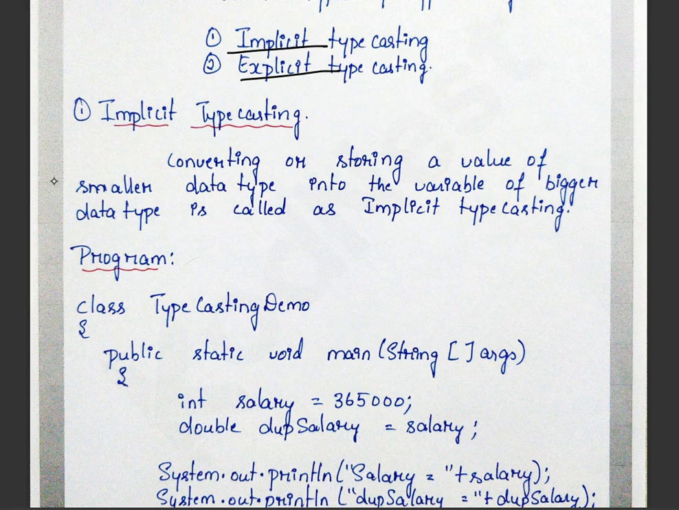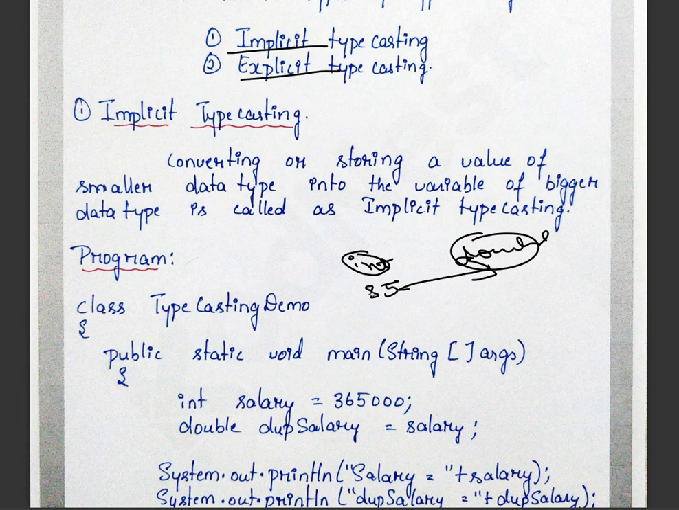Implicit typecasting is nothing but storing a value of a smaller data type, like int, into a bigger data type. Let's say the bigger data type is double. So we are storing this 35 in double, not in int. This is known as implicit typecasting.